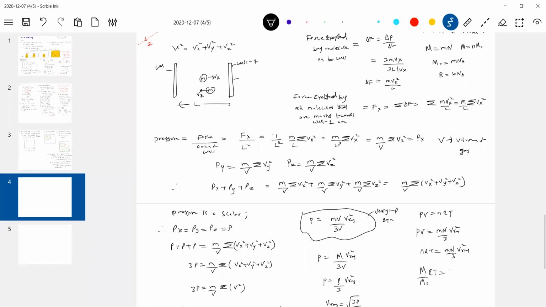Okay, small m into capital N, what can you write it as? Small m into capital N is capital M. So capital M gets cancelled. So what is VRMS? It is root of 3RT by m naught.